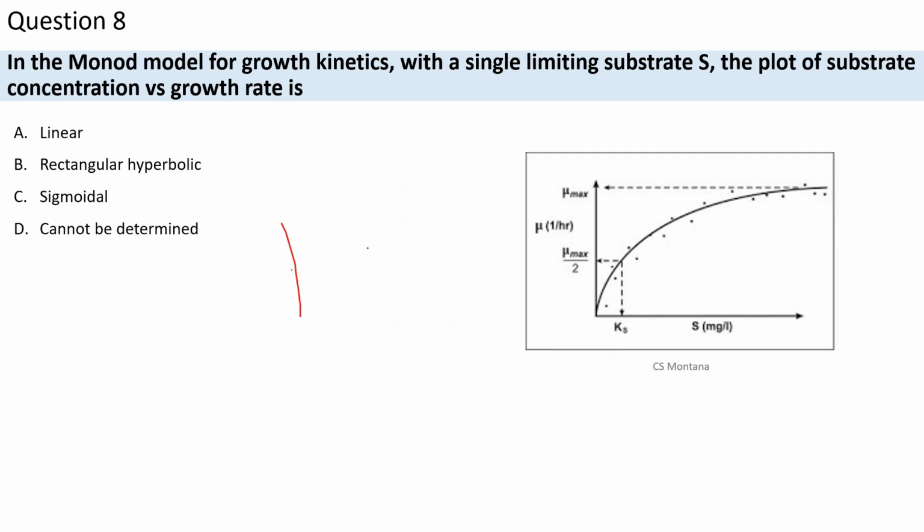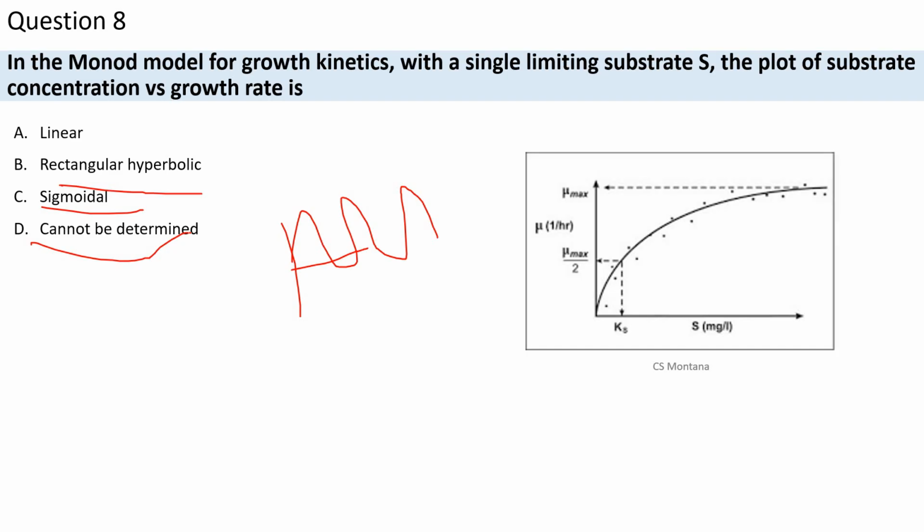It should be sine. Sigmoidal is something like this. Okay, sorry, that is a sine wave, right? Sorry, sigmoidal is something that is different. So is it rectangular hyperbolic, or whether it's sigmoidal, or it cannot be determined? We don't know any of these three answers.